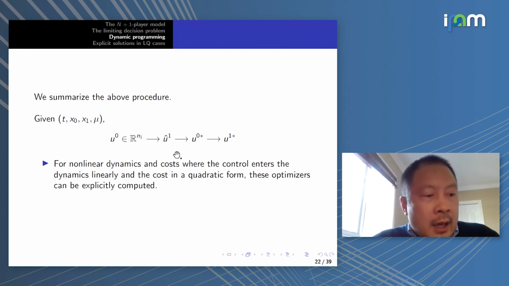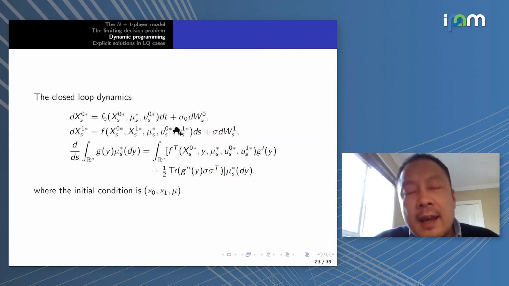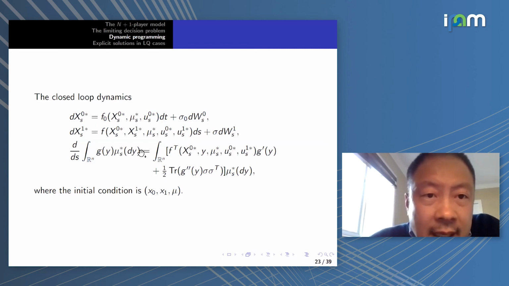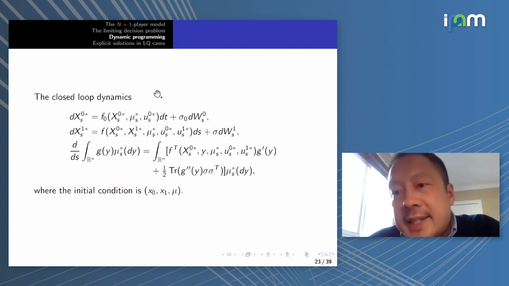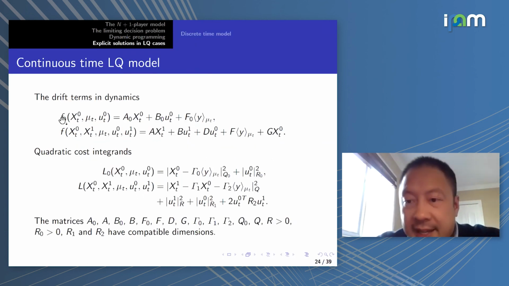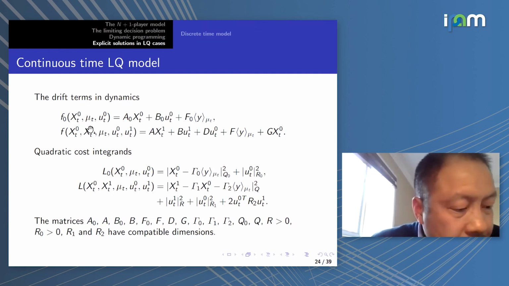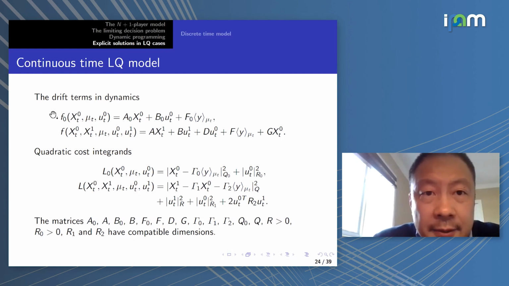So this is the most confusing part about the choice of the optimizers. Because of time constraints, I will only roughly mention the LQ case for illustration. For the dynamic programming part, after we finish the procedure, essentially we will get the closed loop dynamics. Finally, to illustrate the previous approach, we check how to apply it to an LQ model.